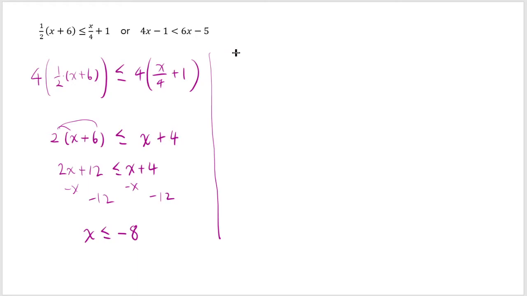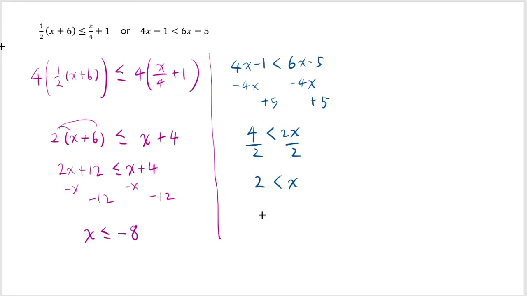Let's do the second one. 4x minus 1 less than 6x minus 5. This time let's subtract 4x and add 5. So I'm moving the numbers to the left side and putting the x to the other side. Negative 1 plus 5 is 4. 6x minus 4x is just 2x. And then if you divide by 2, you get 2 is less than x.